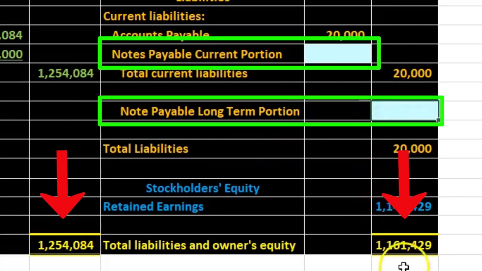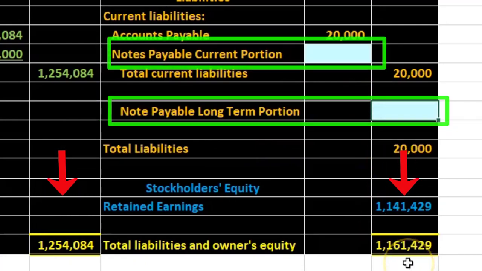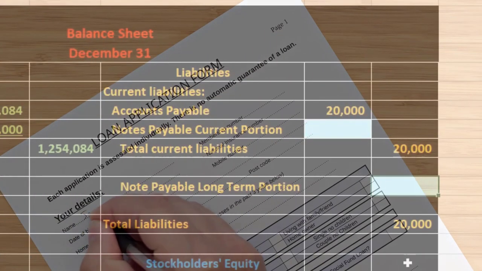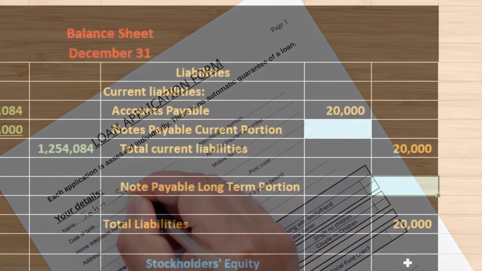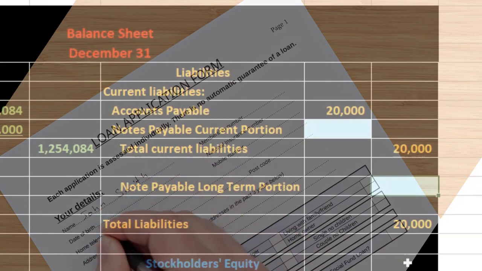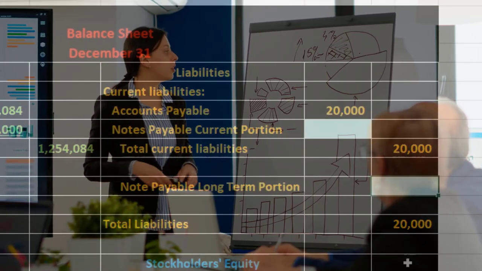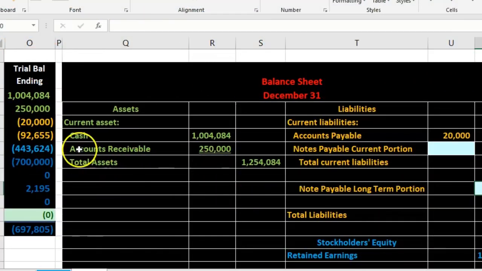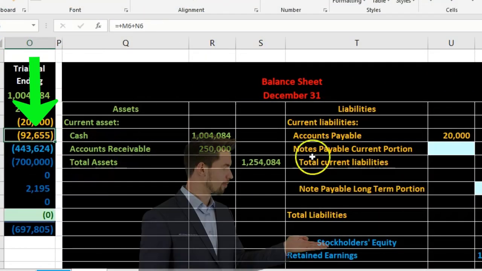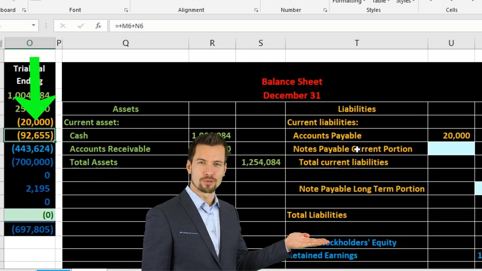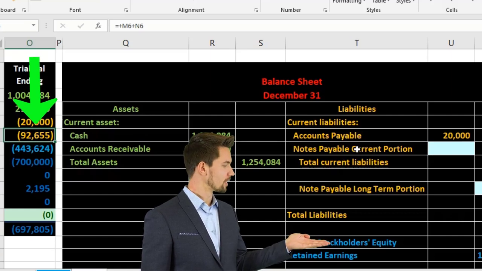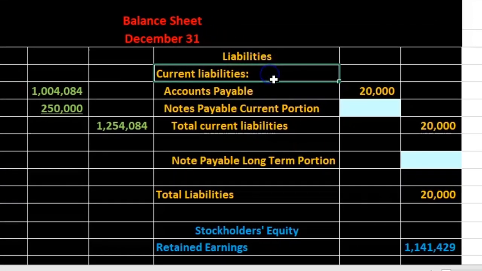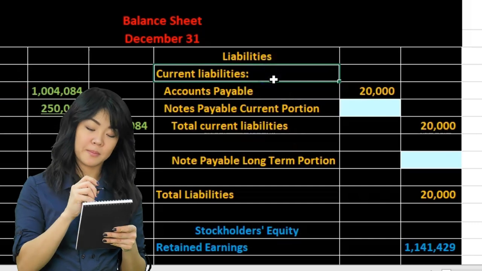Now, the only problem here is that we need to break out between short-term and long-term. This is kind of a pain when it comes to loans, especially installment loans that have monthly payments that are partially interest and partially principal. Why? Because we have to break out the interest and principal. We have to break out the short-term portion. So that means that we can't just pull the loan amount here into the financial statements, because part of it's short-term or current and part of it's long-term. In other words, to properly do the financial statements, we got to break out the short-term portion of the loan.